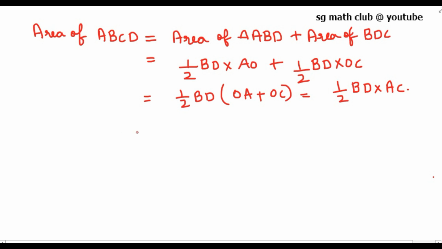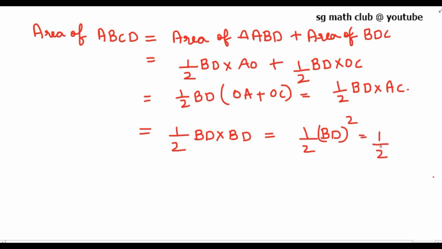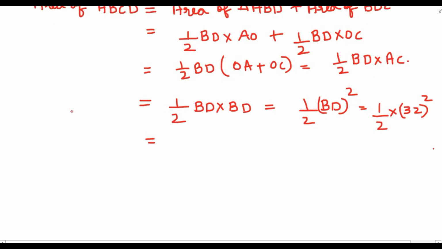We know that in a square the diagonals are of equal length. So I can write this AC as BD only, and the diagonals bisect each other at right angles. So BD into BD is BD square, and they have already given the measurement of BD as 32. So 32 the whole square. When you simplify this, we have 512 centimeter square. So this 512 is the area of the square.